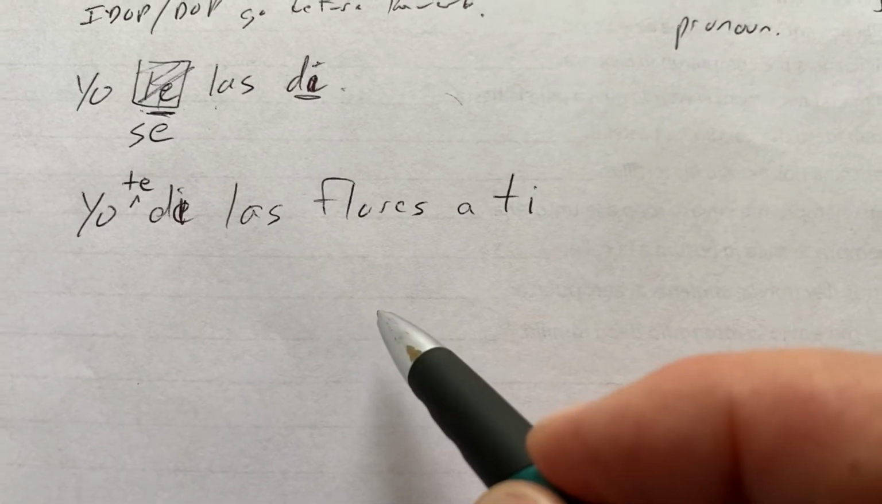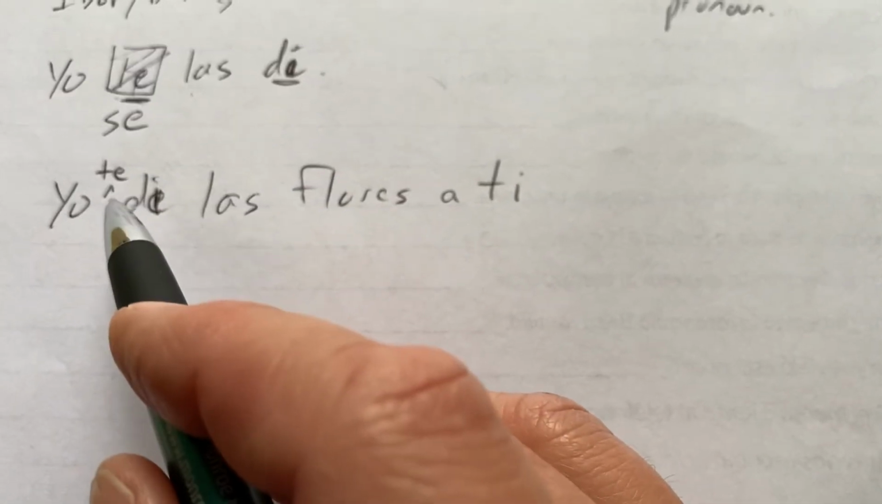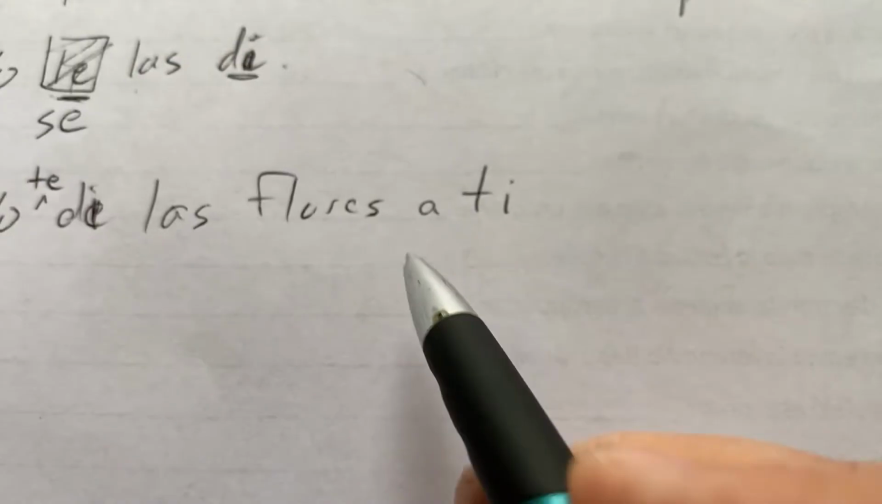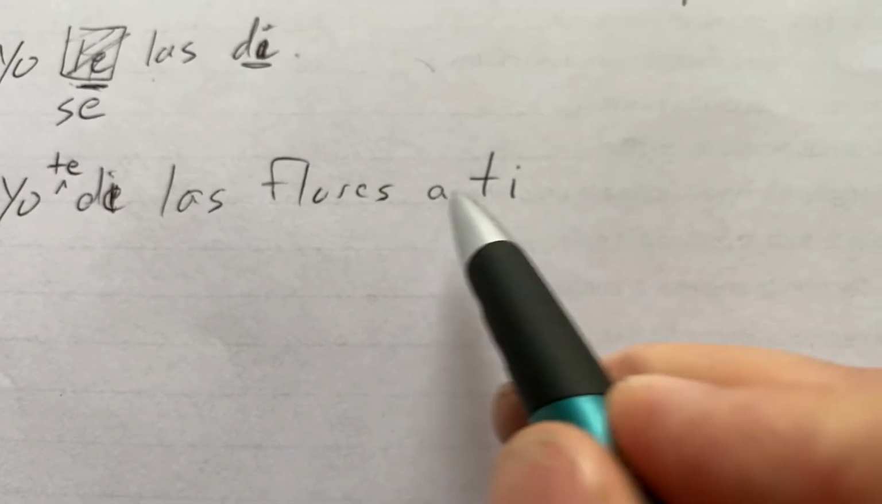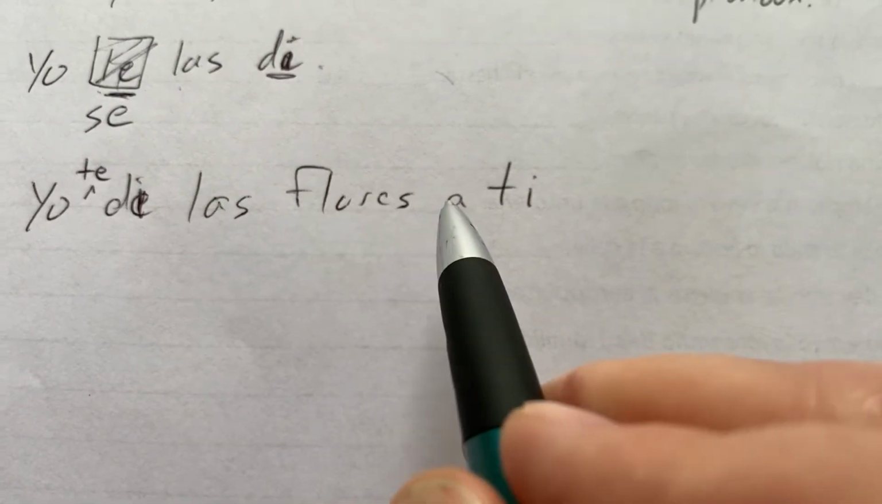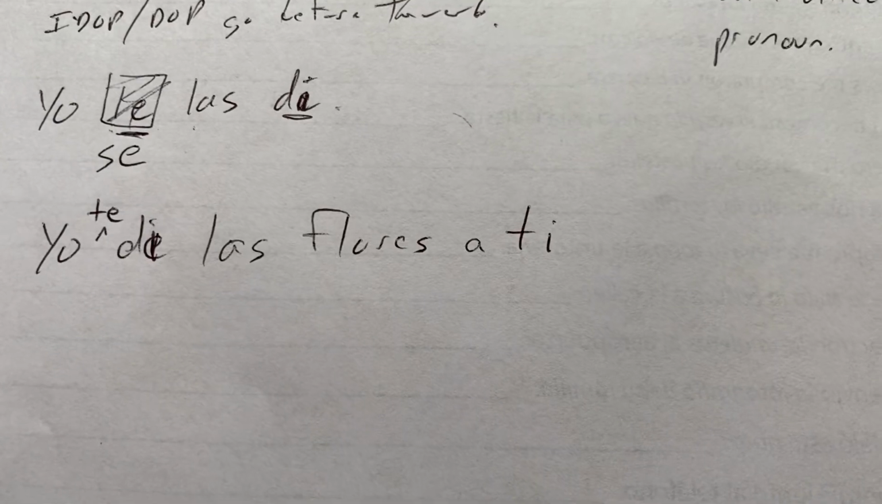Now, which one of these can you get rid of? Can you get rid of this? No, that's the indirect object pronoun. You have to have that. But can you get rid of the a ti? Absolutely. You can get rid of this right now. Or you can keep it on both. Yo te di las flores a ti. That is if you want to emphasize who you're giving it to.